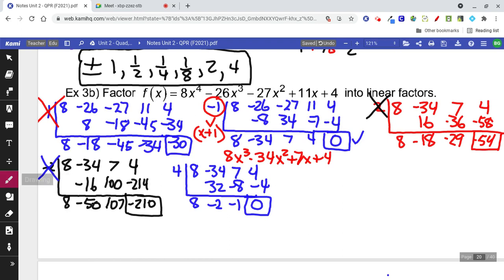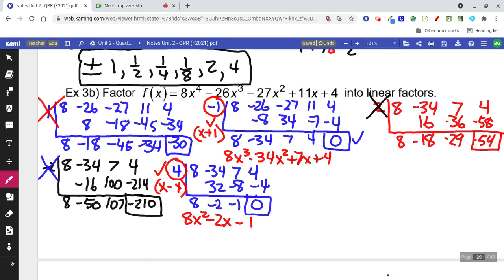Meaning 4 is a 0, or x minus 4 is a factor. I'm trying to factor it. There are 4 factors. I got x plus 1 and x minus 4 at this point. But I've also reduced the problem down again. It was x to the third. Now what is it? x squared. You're looking at 8x squared minus 2x minus 1 right there.